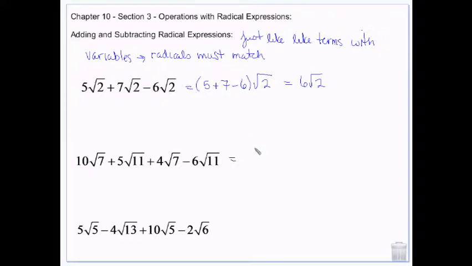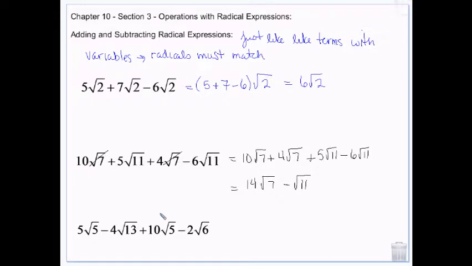Sometimes it's helpful to rearrange them and put the ones that match together. So I've got 2 of these that have root 7 on them, and 2 of them that have root 11 on them. Add the 2 that match together. 5 minus 6 is -1. So you just treat them just like a normal variable.